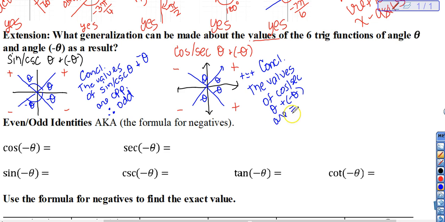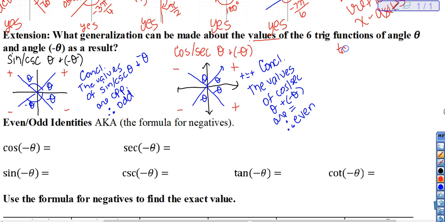They're the same. So what conclusion do you think I'm going to draw in regards to even or odd? When I plug in a positive, I get the same thing as when I plug in a negative, right? Whereas over here, if I plug in a positive or I plug in a negative, I get the opposite of the positive, which is how it works. So let's do the last one.